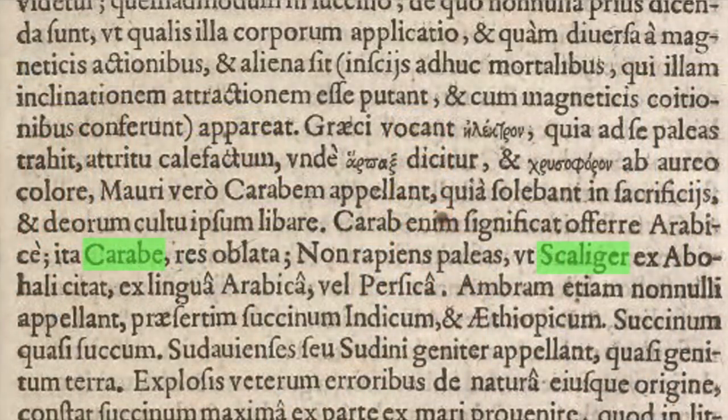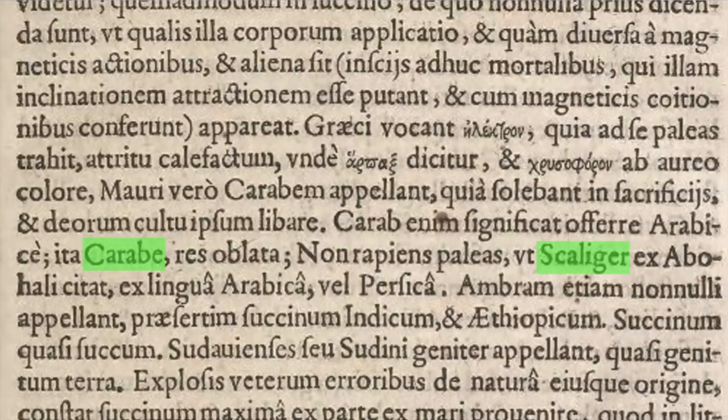In a discussion on amber in his book De Magnete, published in 1600, Gilbert writes that, quote, "The Moors call it carabe, because they used to offer it in sacrifices and in the worship of the gods, for in Arabic, carib means ablation, not rapiens pallius, snatching chaff, as Scaliger would have it." Gilbert is referring here to Julius Scaliger, who was also experimenting with magnetism in the 1500s, and whose son, Joseph Scaliger, published the Amendment of Time in 1583.